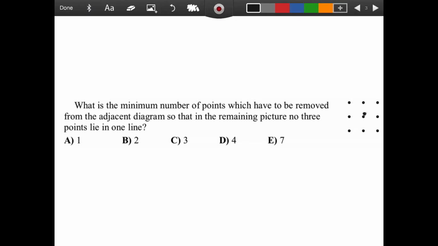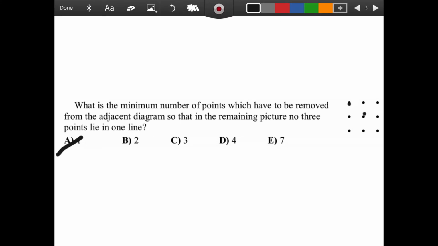So let's start off with A, 1. If we only removed one dot from the middle, then we can still make 4 other lines. So A is definitely not it. Then 2. If we remove the middle dot and if we remove one of the edge dots, we can still make other lines. But if we remove the middle dot and a corner dot, we can still make lines as well. So 2 is not it as well.